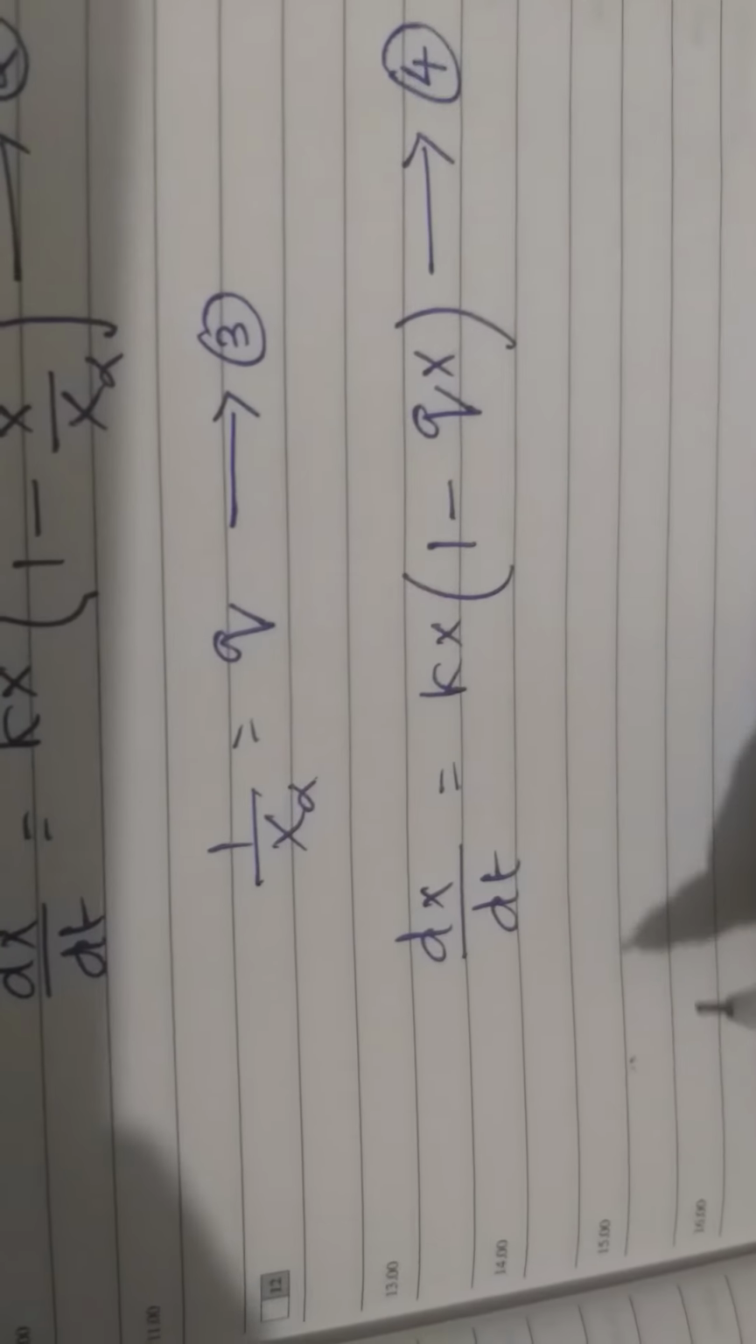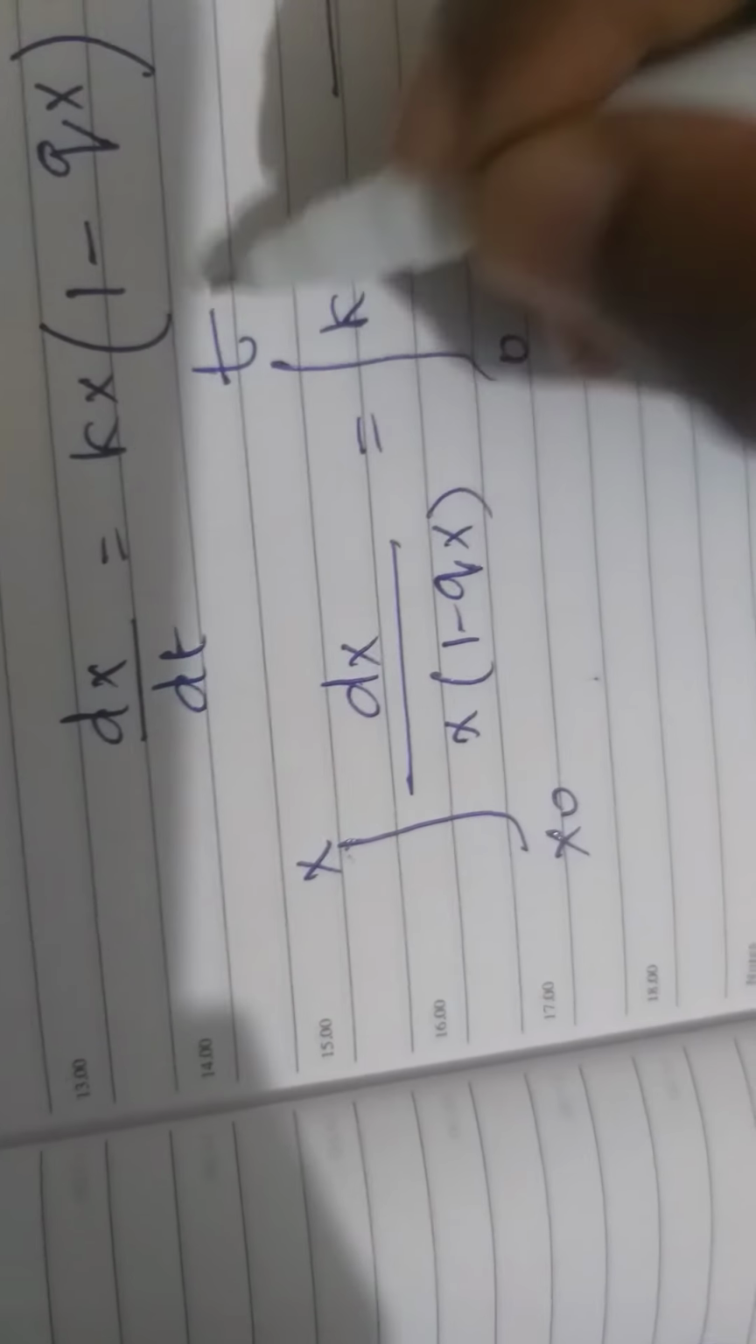Before integration it should be separated. So how we can separate is by rearranging this equation: dx by x into (1 minus qx) is equal to k into dt. Take this as equation 5 and integrate this equation with the limit of x naught to x, and this term as time 0 to t.